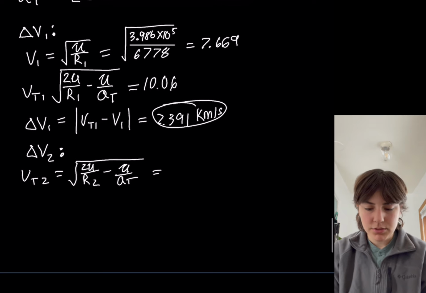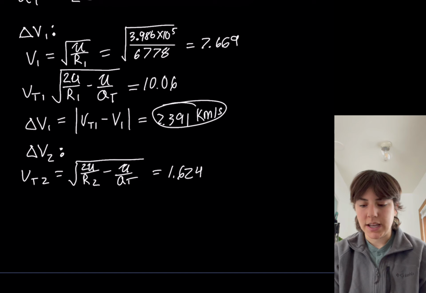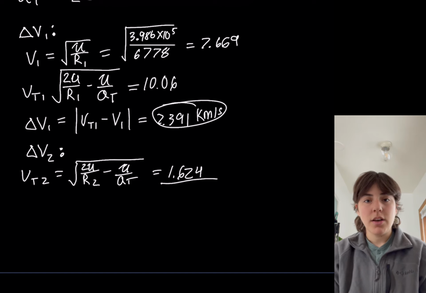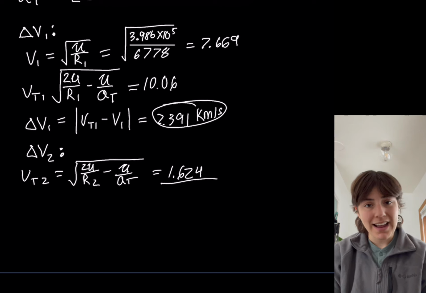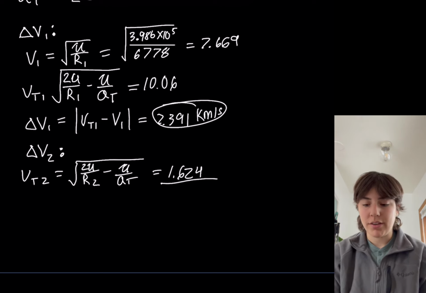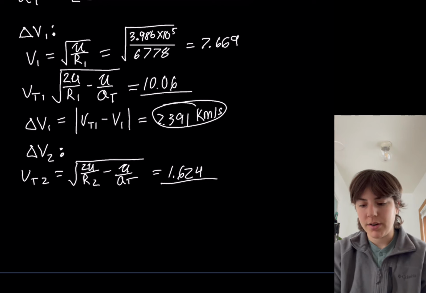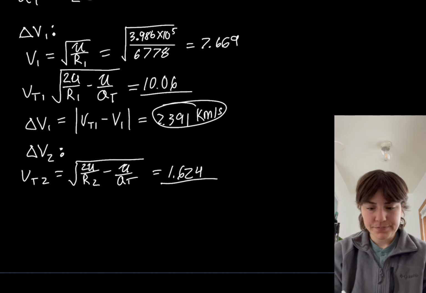And that would be equal to 1.624. And this makes sense because the velocity right before you enter the second orbit is occurring at a higher altitude, so you would expect it to be traveling slower than when it was at a lower altitude. So the velocity on the transfer orbit was occurring at a much lower altitude. That's why it's much higher initially.